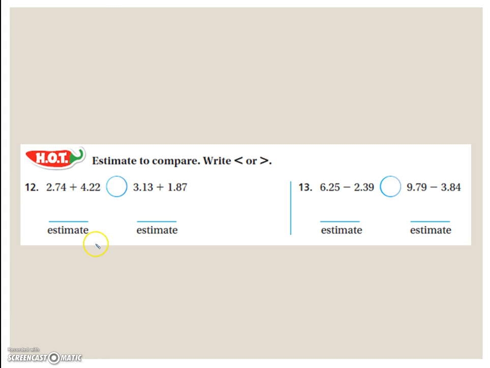So here are some other problems where you add some numbers together by estimating, and then you figure out which one is bigger or smaller. So 2.74 plus 4.22. Well, I'm just gonna do the easiest route and just round to the ones place, because then when I add them together, I'll have single digit numbers. So I'm going to look at the second number.